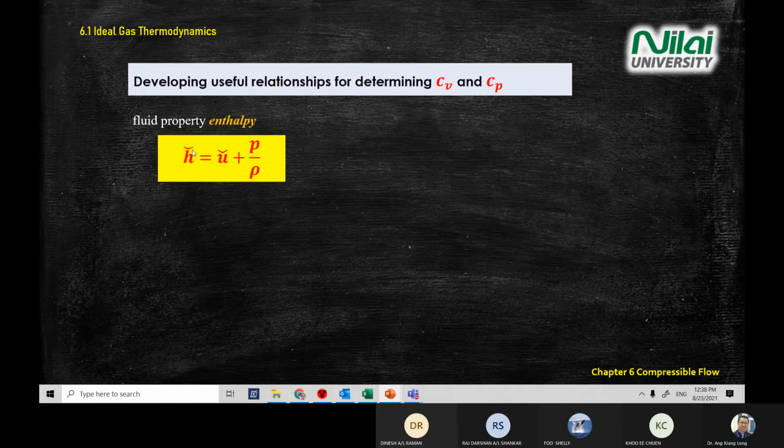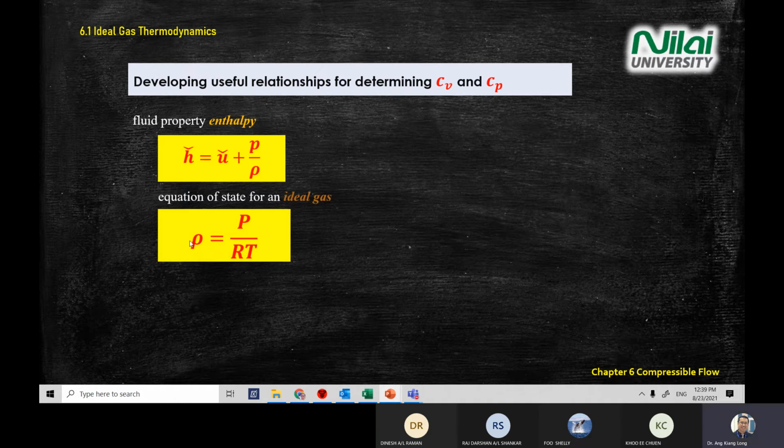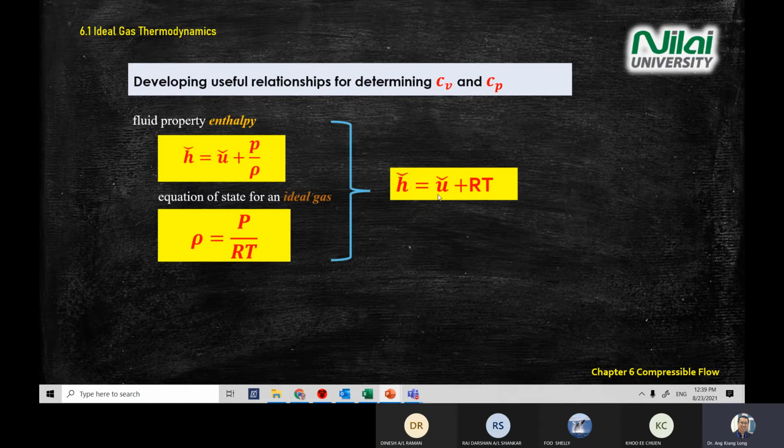As we know, enthalpy is given by this equation, H equal to U plus P divided by rho. And we know that rho equal to P divided by RT. This one is from ideal gas. So from these two equations, we substitute this one in here and we arrive at H equal to U plus RT. You substitute rho equal to P divided by RT over here, you cancel out the pressure, and you are only left with RT.